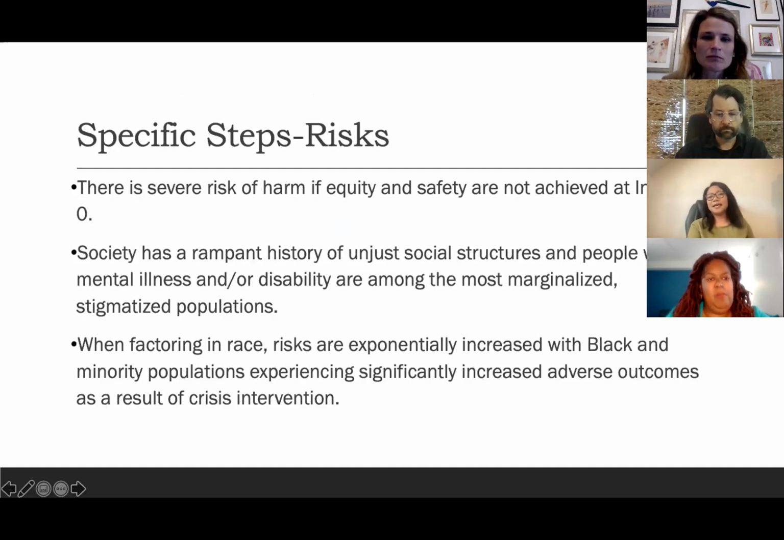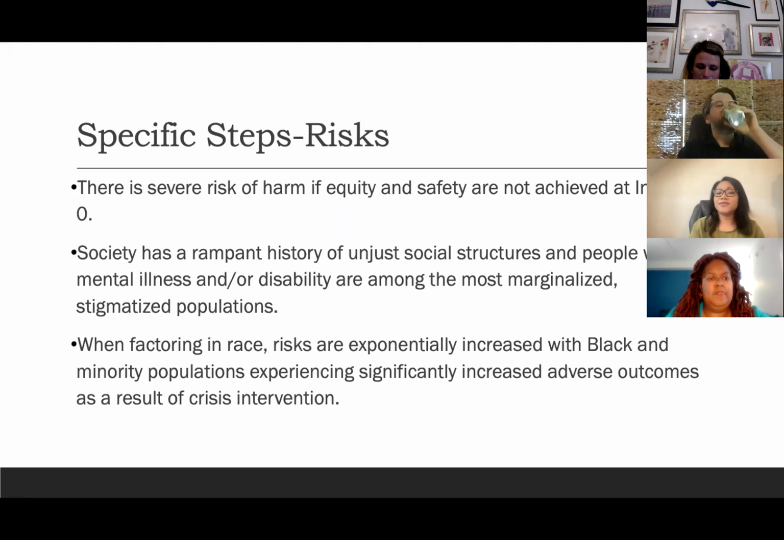Okay, so specific steps and risks. There is severe risk of harm if equity and safety are not achieved at Intercept 0. Society has a rampant history of unjust social structures, and people with mental illness and/or disability are among the most marginalized, stigmatized populations. When factoring in race, risks are exponentially increased, with Black and minority populations experiencing significantly increased adverse outcomes as a result of crisis intervention.